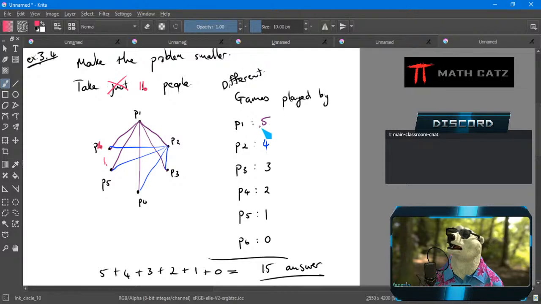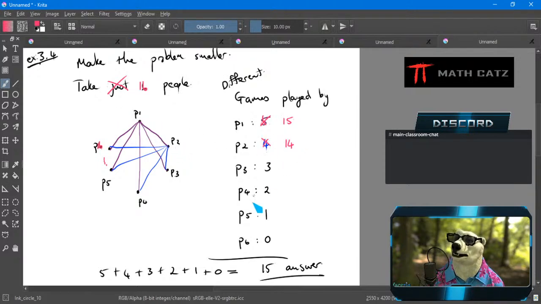Person 1 will now play 15 games. Oops, that was supposed to be a 15. Because they're playing against person 2, 3, 4, 5, 6, all the way to 16. One less than the number of people. Again, when I look at person 2, I'm not going to count back. I already considered that game.